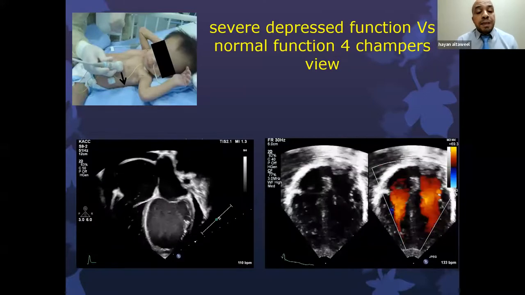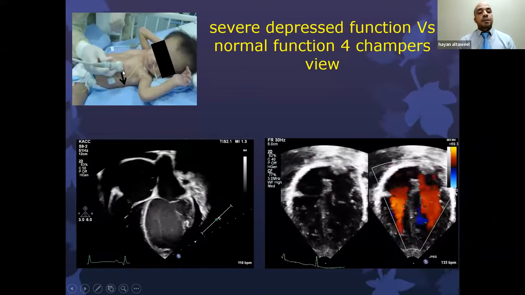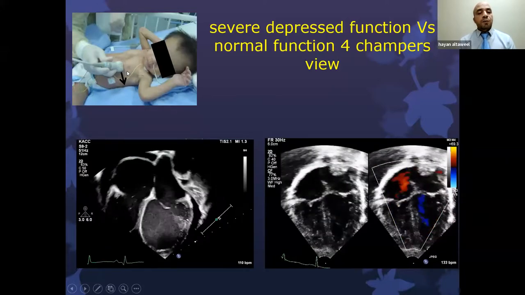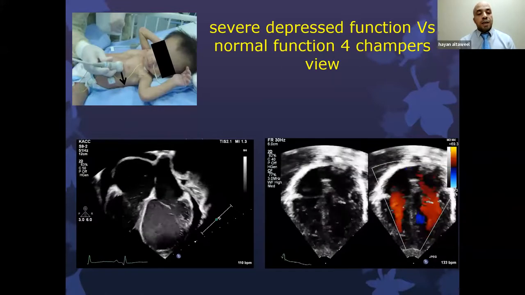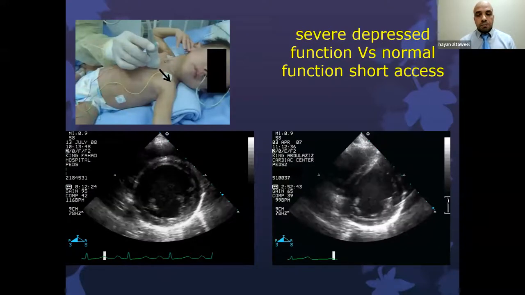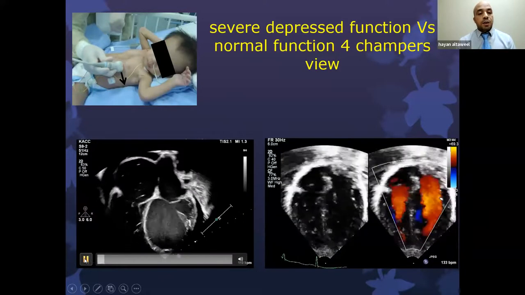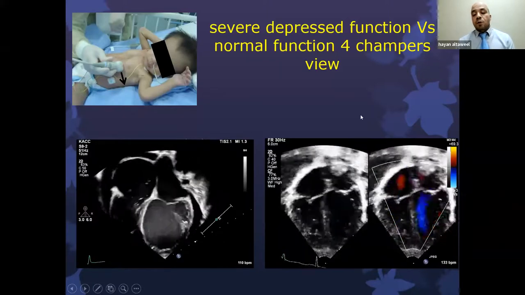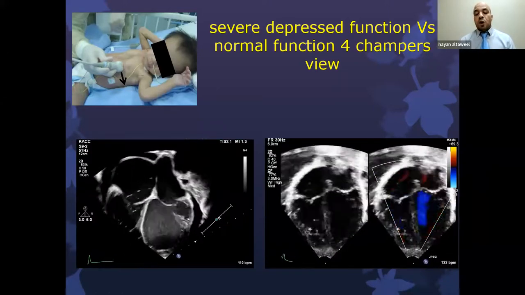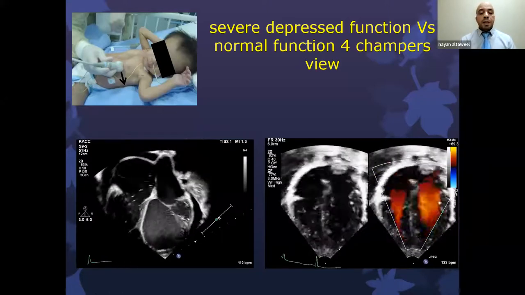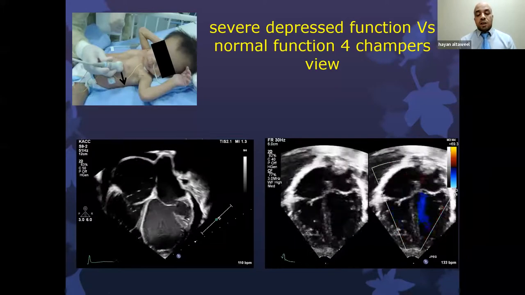Simply, from the apical four-chamber view, you can get this view of the heart. You will put your probe in the apical area, roughly just below the nipple, and then you will direct your probe marker towards 3 o'clock to get the four-chamber view of the heart. As you can see on the right side, this is the normal size and function of the left ventricle. See how it's contracting. While on the left side, see the left ventricle when it gets dilated, and see the contractility, it's very poor.